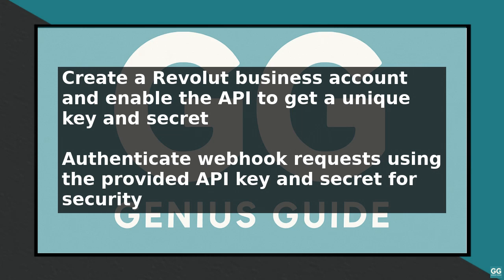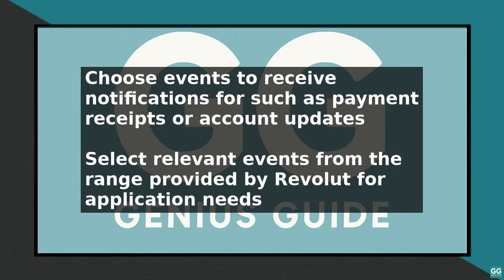When Revolut sends a notification to your webhook endpoint, it will include a range of information about the event, such as the event type and the relevant data. Your application should be able to handle this data and perform any necessary actions, such as updating a database or sending a notification to a user.